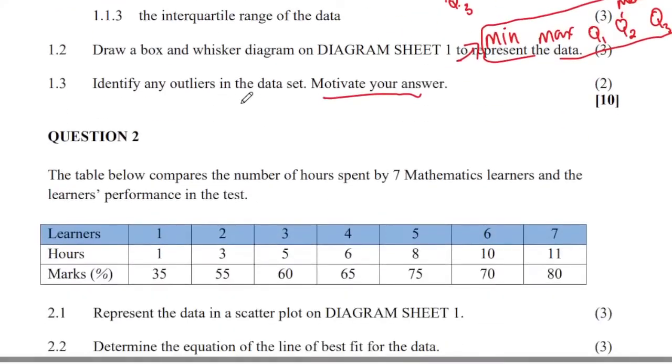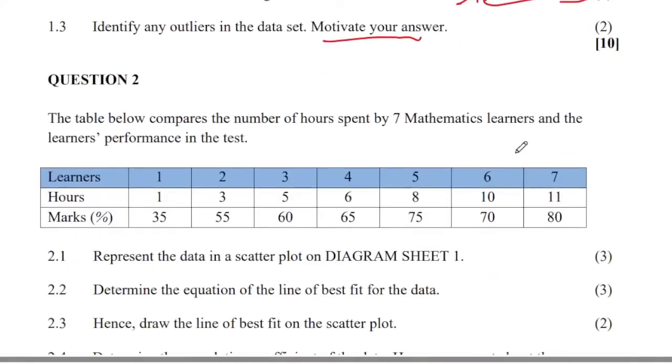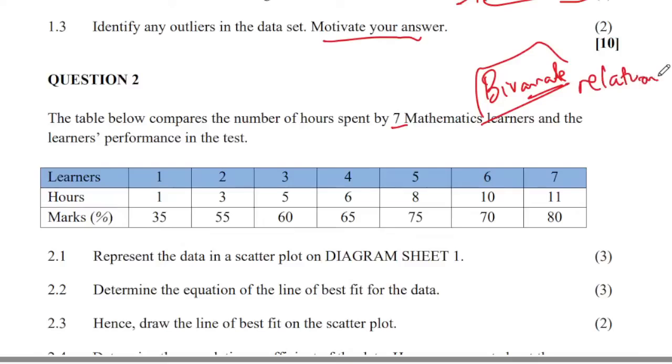Then question number 2, which is also statistics. This deals with what we call bivariate data, the 2 variables. The table shows the number of hours spent by learners, and then the marks, how many hours you spend in preparation. In other words, with this kind of data, they're looking for a relationship between the data. Is the data related? That's what we call correlation.